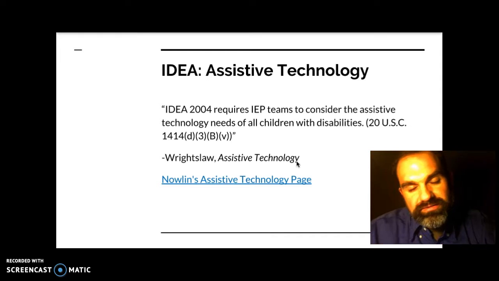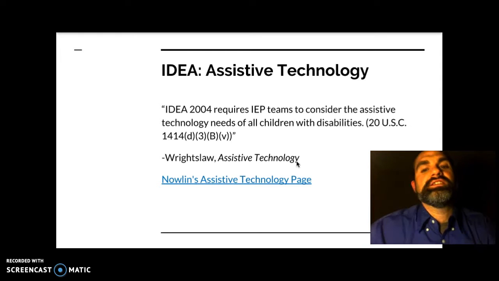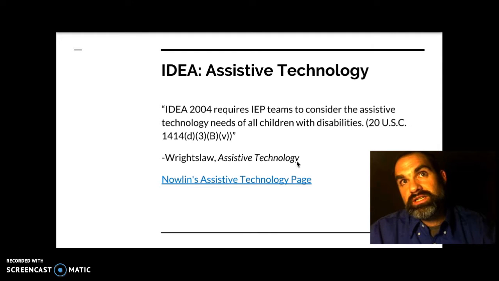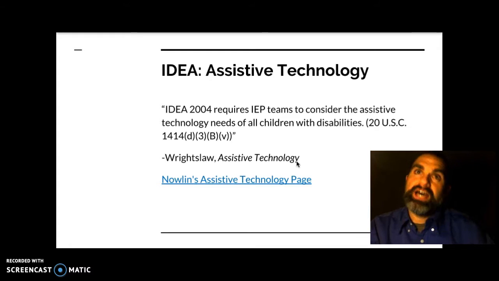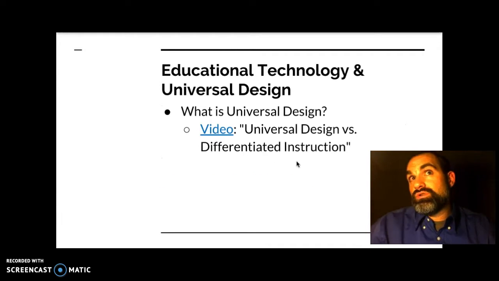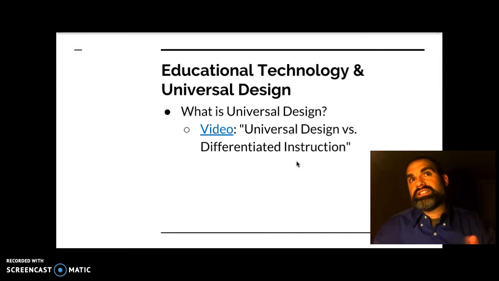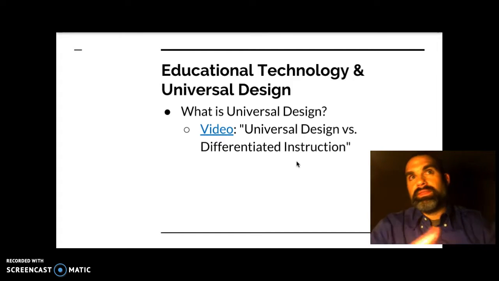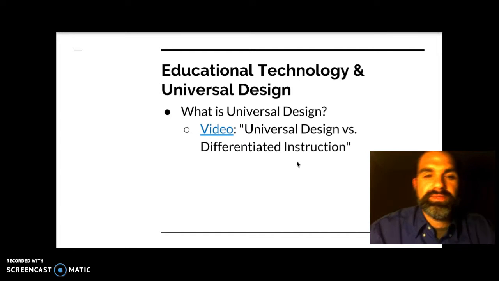The IDEA, 2004, actually even requires that IEP teams consider the assistive technology needs of students and children with disabilities. There are students here who have that. It's part of the IEP. If you have a student with one, you would have access to that. If you don't have that student, you wouldn't have access to that information about them.